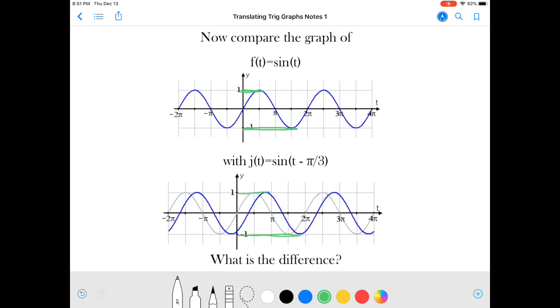Check our amplitudes again. As you can see, both graphs are still the same height. Our amplitude hasn't changed from 1. This is because there is no number in front of the sine, like we saw in that previous graph a couple slides ago.